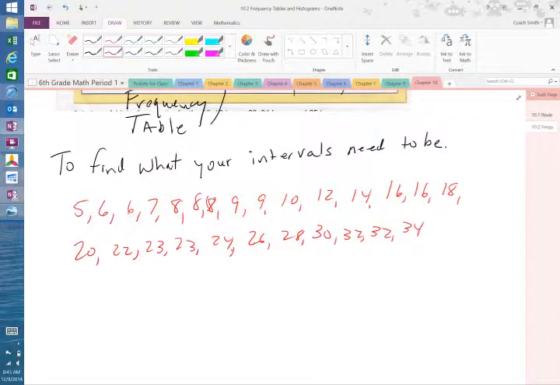Let's say this is the amount of tips that a waiter got in a restaurant for the month.